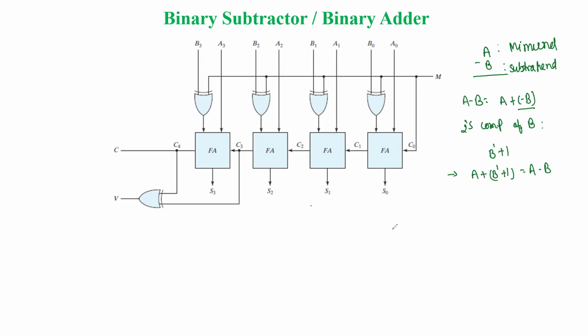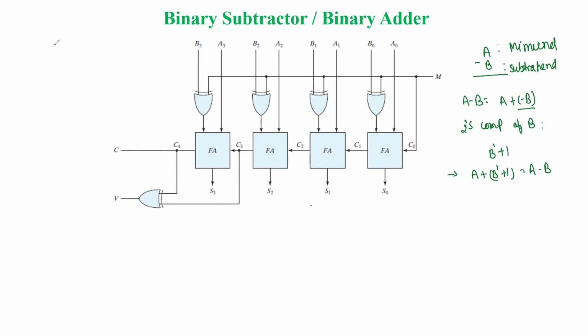So here we have taken the example of the circuit that performs both binary addition as well as subtraction. Now you may think, why have we taken the XOR gate, and why is only the subtrahend given as input to the XOR gate? Why are the minuend bits not given as input to the XOR gate?